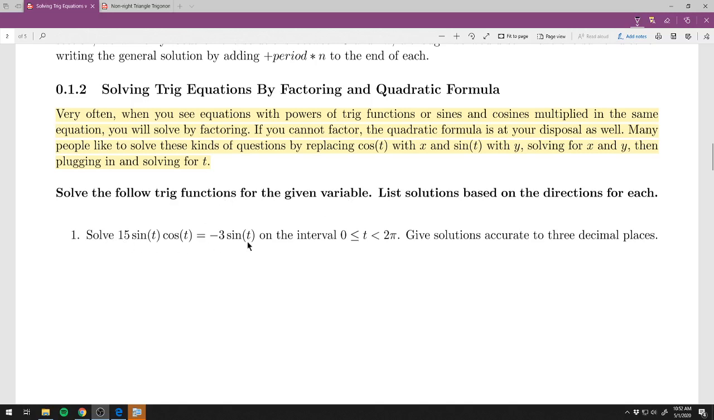Right. So number one here says solve 15 times sine of t times cosine of t equals -3 sine of t. All right. So what I'm going to do, just to kind of explain why we have to do it the way we do it, I'm going to do exactly what I mentioned up here. Replace cosine of t with x and sine of t with y. So this would kind of read as 15 times y times x equals -3y.